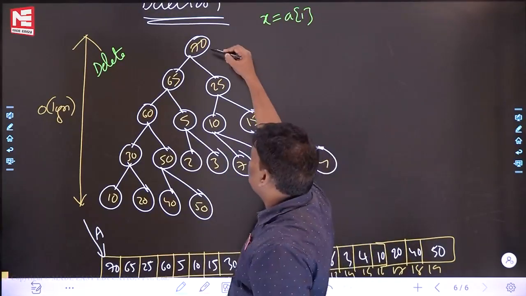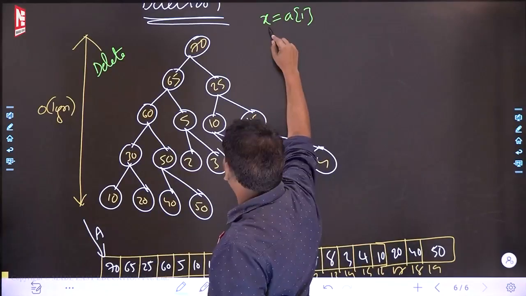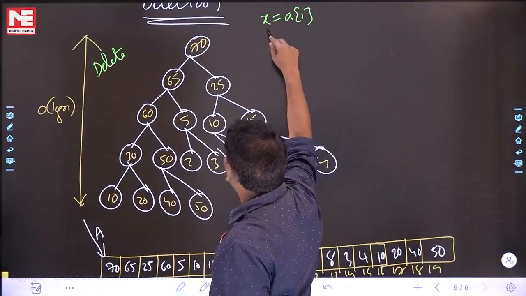Now can you help me with one small line? See this one. I want to delete 70. What is the answer? On the safe side, I stored the 70 in one variable. Please be careful. Right. Now next one.